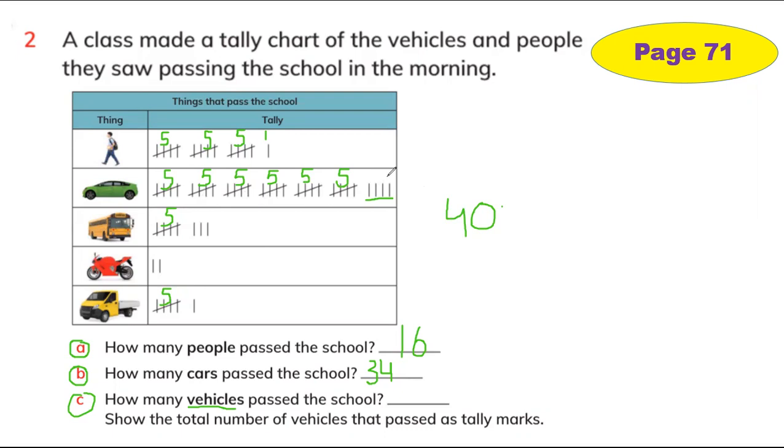Here 4, 4 plus 3, 7, 7 plus 2, 9, 9 plus 1, 10. So 40 plus 10 means there are 50 vehicles all together. Okay, so in this way you can count and write the numbers for the tally marks.